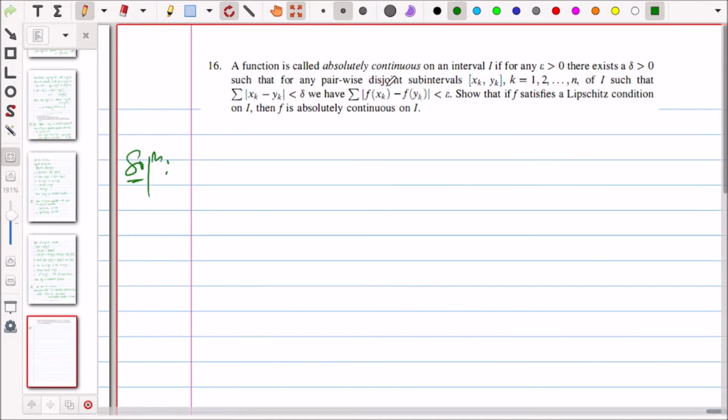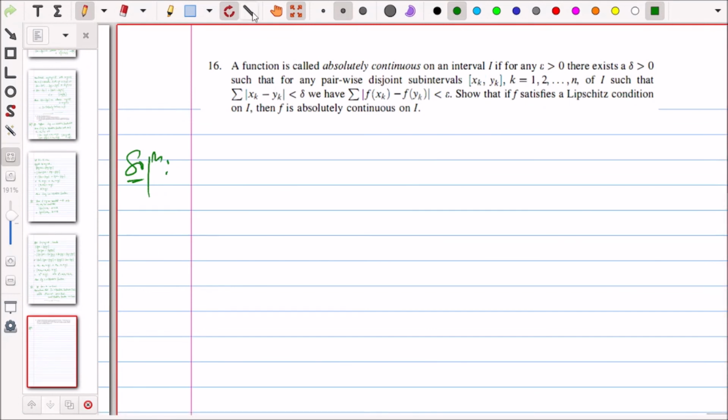So what we have given is that if we take any pairwise disjoint subintervals, these subintervals have to be disjoint. These are subintervals of I. They may not be exactly equal to I. So if we take any finite number of disjoint subintervals.